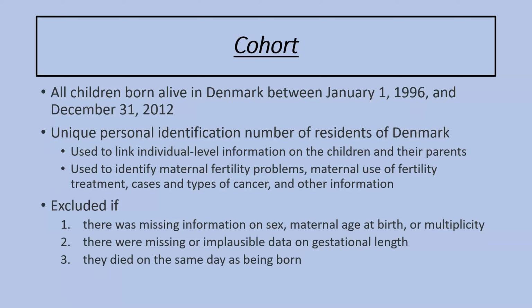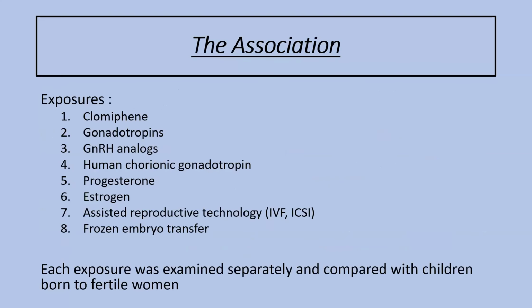And this was used to identify the maternal fertility problems from the database, including maternal use of fertility treatment, the cases, and the types of cancers that were found in children, and any other relevant information. Children were excluded if there was any missing information on sex, maternal age at birth, or multiplicity, and if there were missing or implausible data on gestational length, or if they died on the same day as being born. What were the associations that were studied?